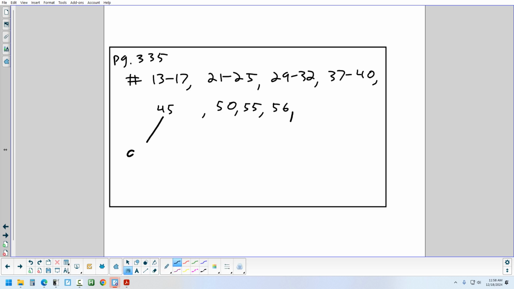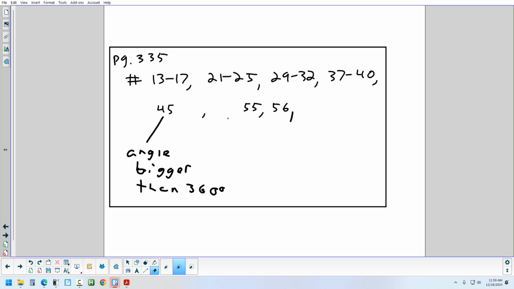45, they give you an angle bigger than 360. But I think I went over one today. What do you do when it's bigger than 360? Right. Just subtract 360 from it. They say use the periodic property. It just sounds confusing the way they say it. Basically, just do it like you do any other problem. Okay, so 45, and then 50.